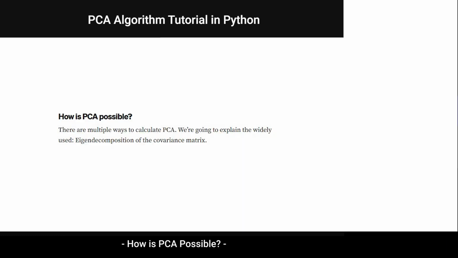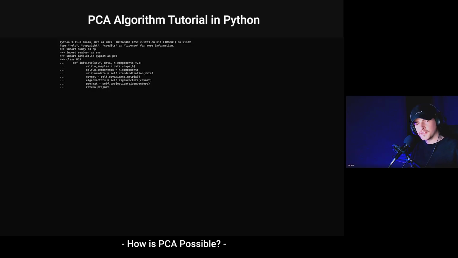How is PCA possible? There are multiple ways to calculate PCA. We are going to explain the widely used eigendecomposition of the covariance matrix. An eigendecomposition is the factorization of a matrix in linear algebra. We can use the mathematical expression to represent this through the eigenvalues and eigenvectors. Having this in mind, let's dive further into the 5 steps to compute the PCA algorithm.